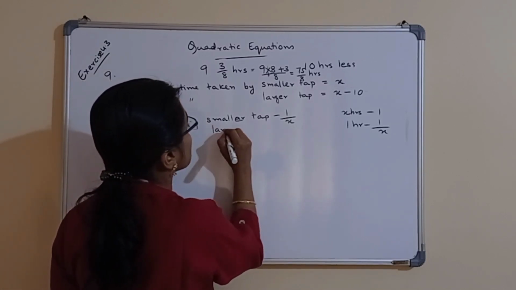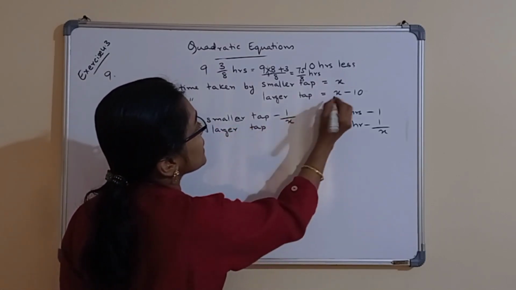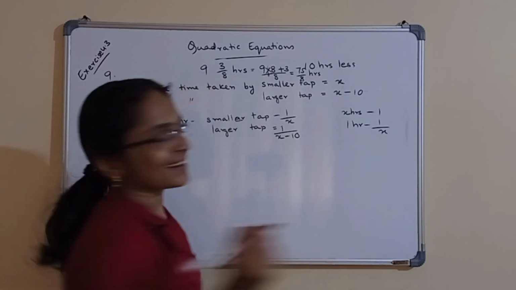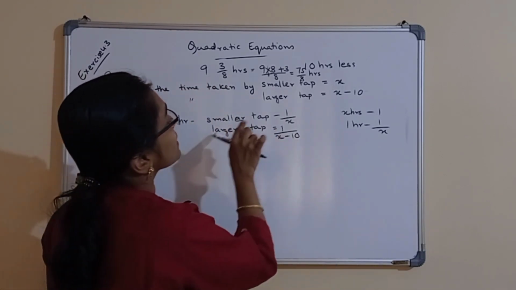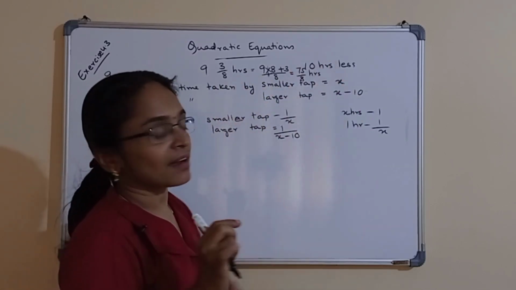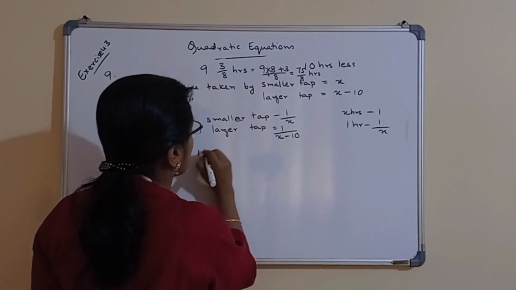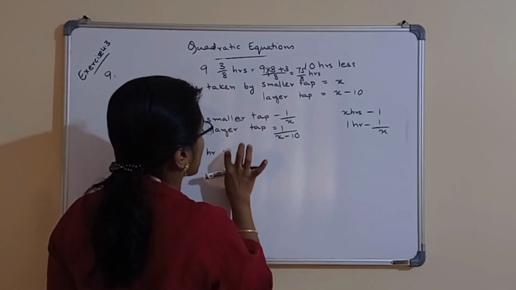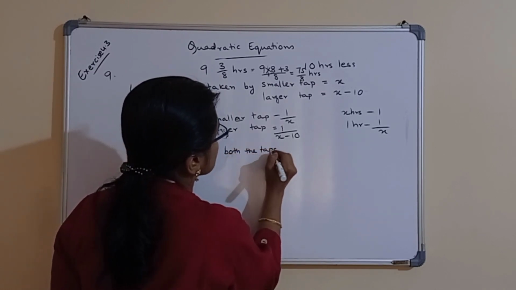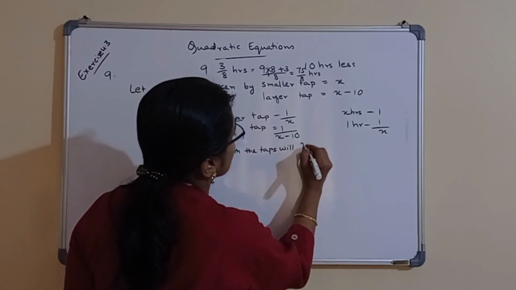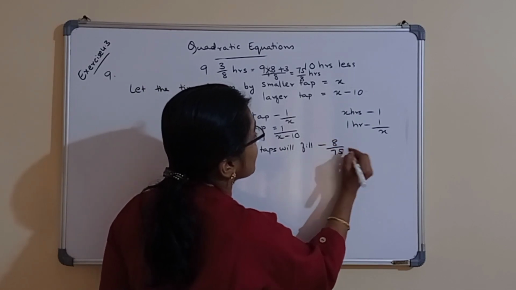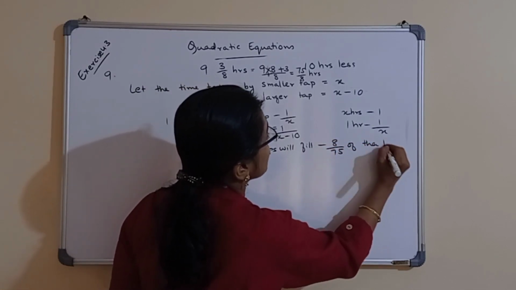and in 1 hour, the larger tap will fill, it takes x minus 10 hours, so it will fill 1 by x minus 10. Now, given that both the taps will together fill this tank in 75 by 8 hours, in 1 hour both the taps will fill how much of the tank? 8 by 75 of the tank.